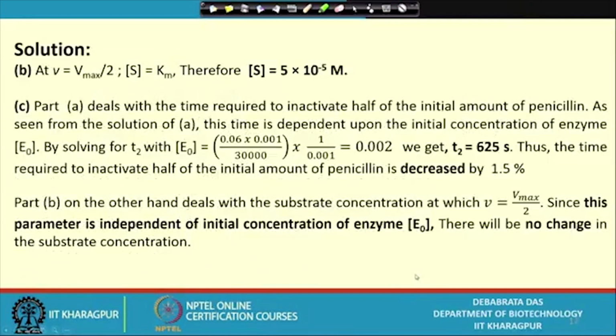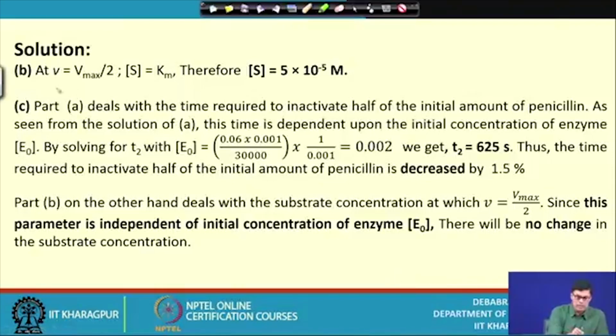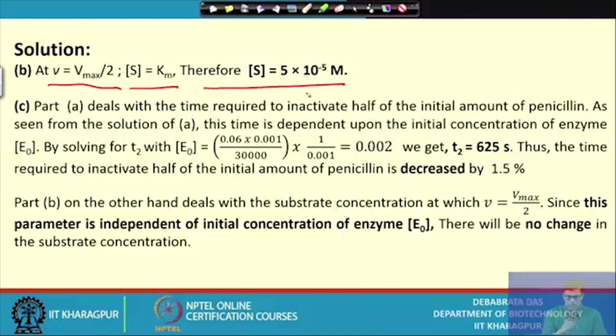Now the next problem, the next solution that we have: at V equal to Vmax by 2 is equal to Km. Therefore, with that we can easily find it, because the Vmax value we already know. So we can find the S value. From the Km value we can find the S value.